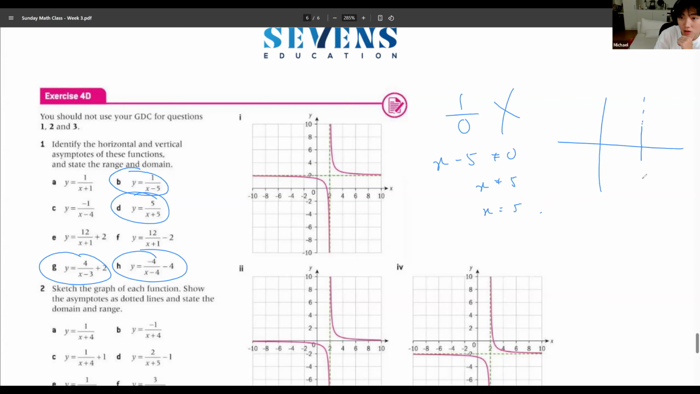It's this line, okay? And the horizontal asymptote is what happens when x gets very large. And in this case, what do you think happens when x gets super, super large?